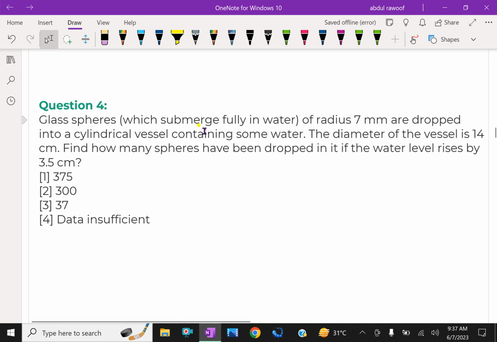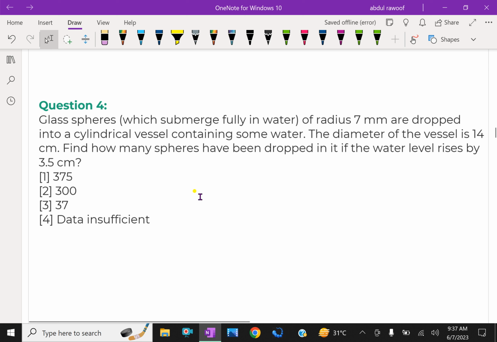Glass spheres of radius 7 mm, which submerge fully in water, are dropped into a cylindrical vessel containing some water. The diameter of the vessel is 14 centimeter. Find how many spheres have been dropped in it if the water level rises by 3.5 centimeter.